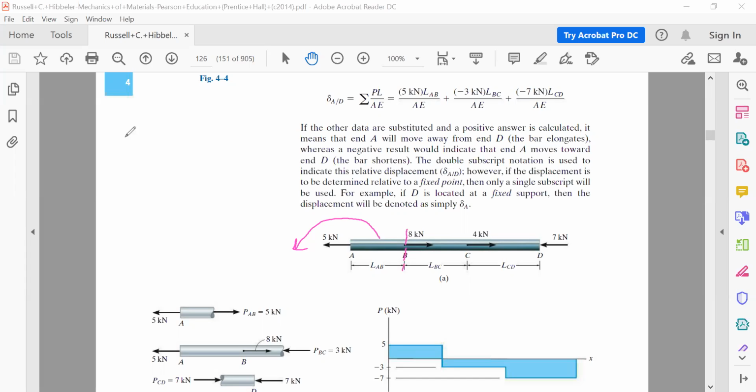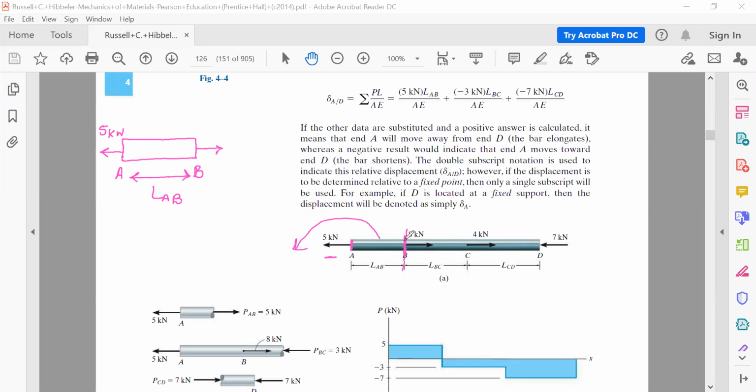As we isolate the section AB, we have the AB section like this. This is end A and this is end B. The length of this element from A to B is LAB. At this end, this element is subjected to a tensile load of 5 kilonewton. Now look at the other end. At this end, we have only one load, that is 5 kilonewton.